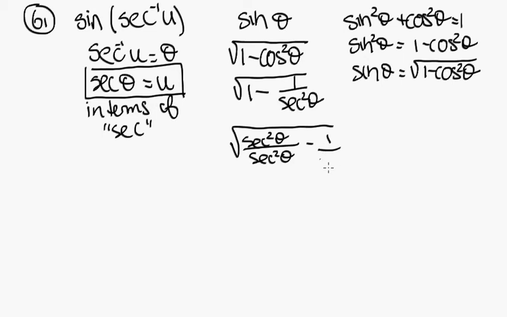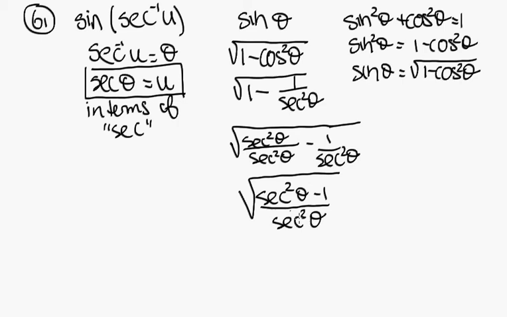And then you can see that you have a common denominator now. So on the top you're going to get the secant squared of theta minus 1. The bottom of the fraction is going to be that. And in square roots you can just take the square root of the top and the square root of the bottom. So here we can actually take a square root. So the top we're going to leave, and then this becomes the secant of theta.